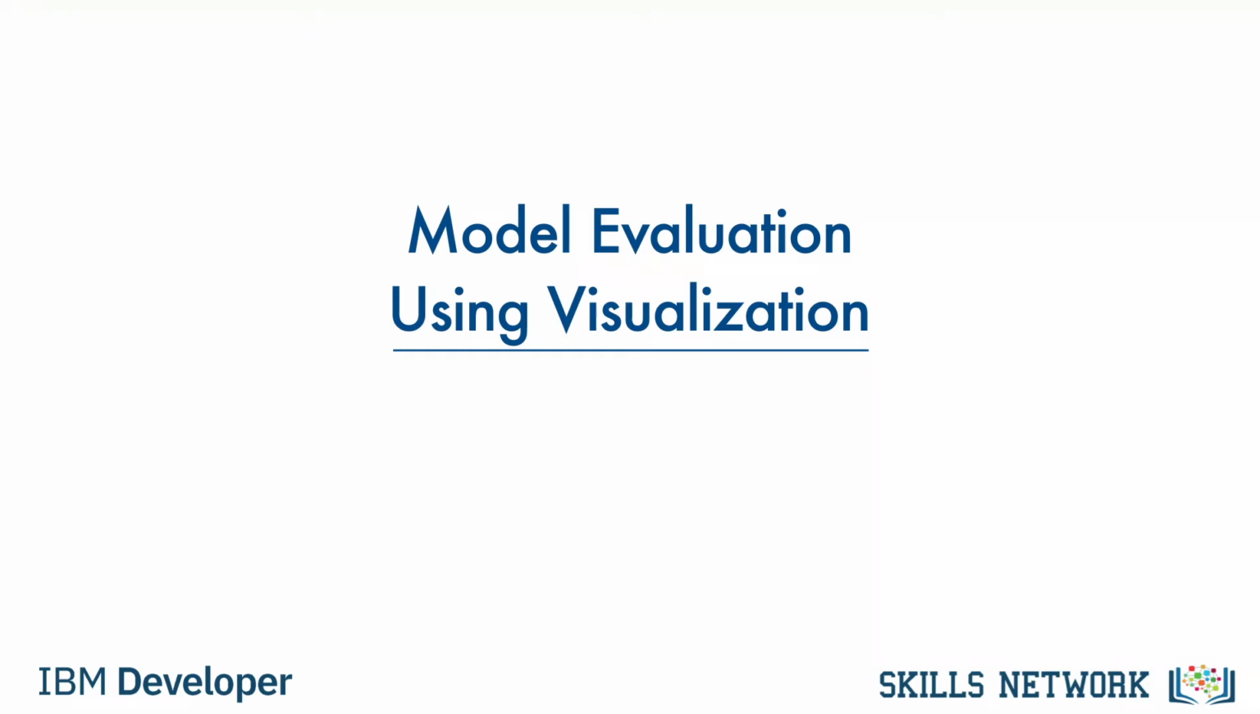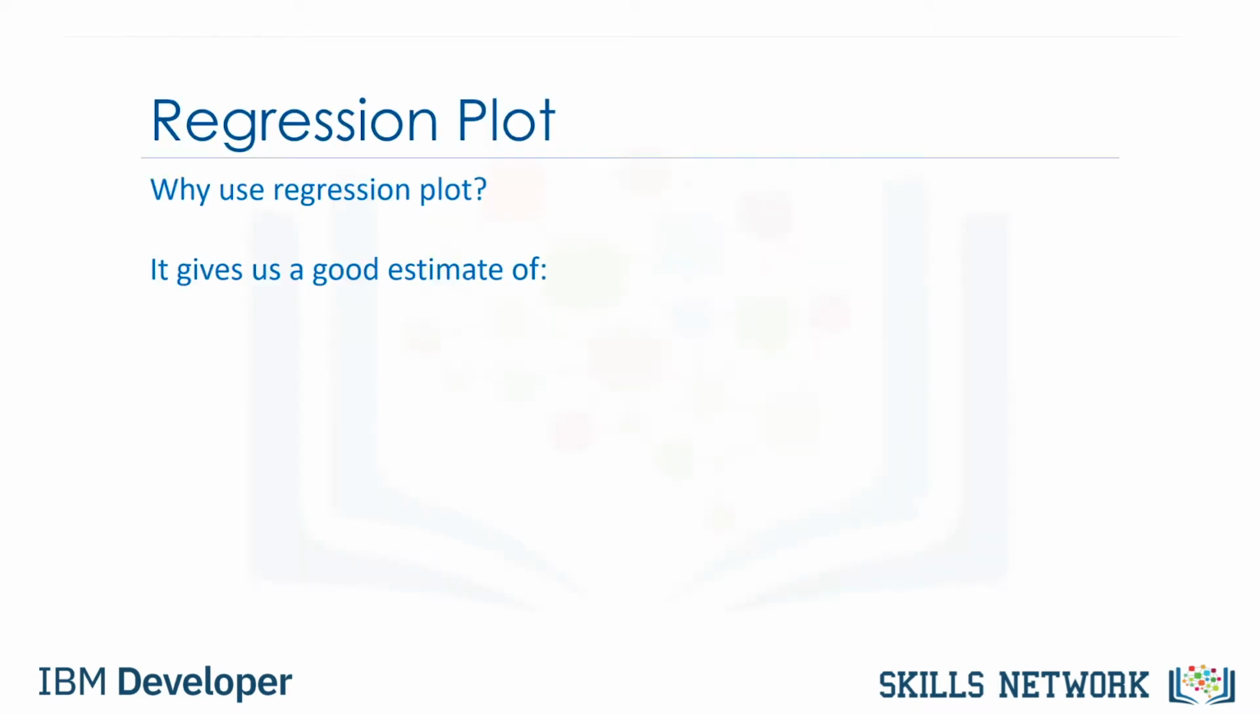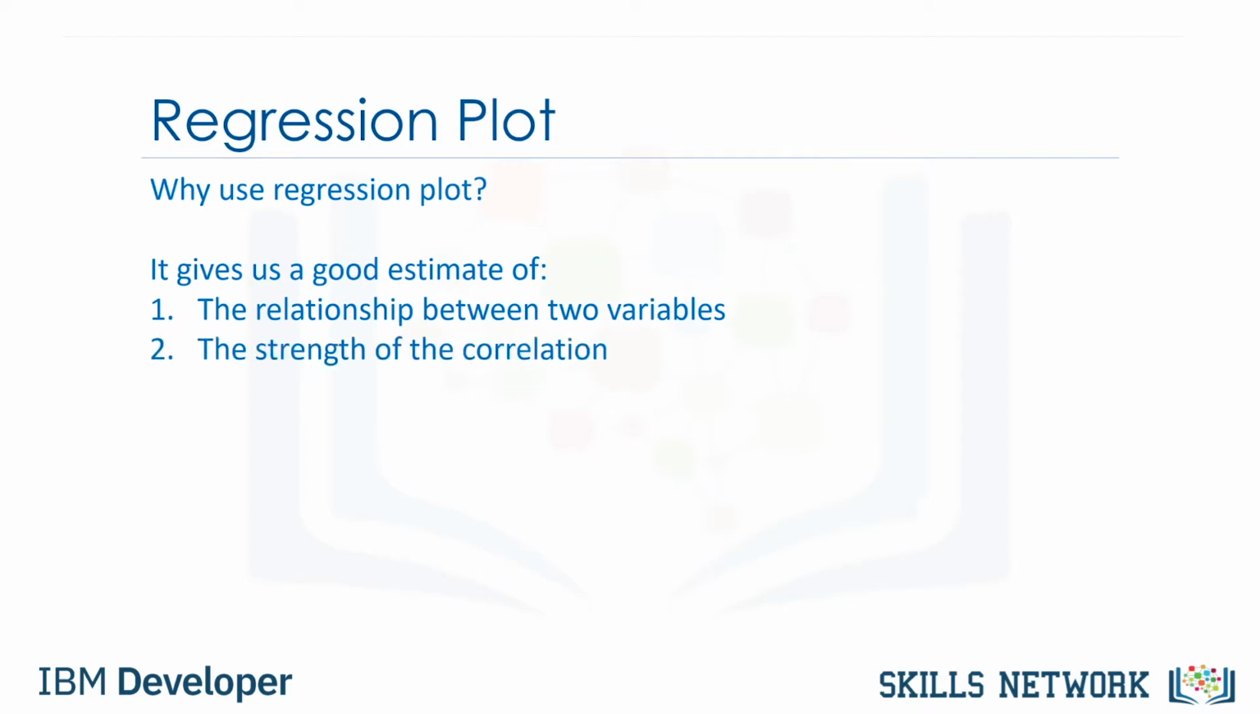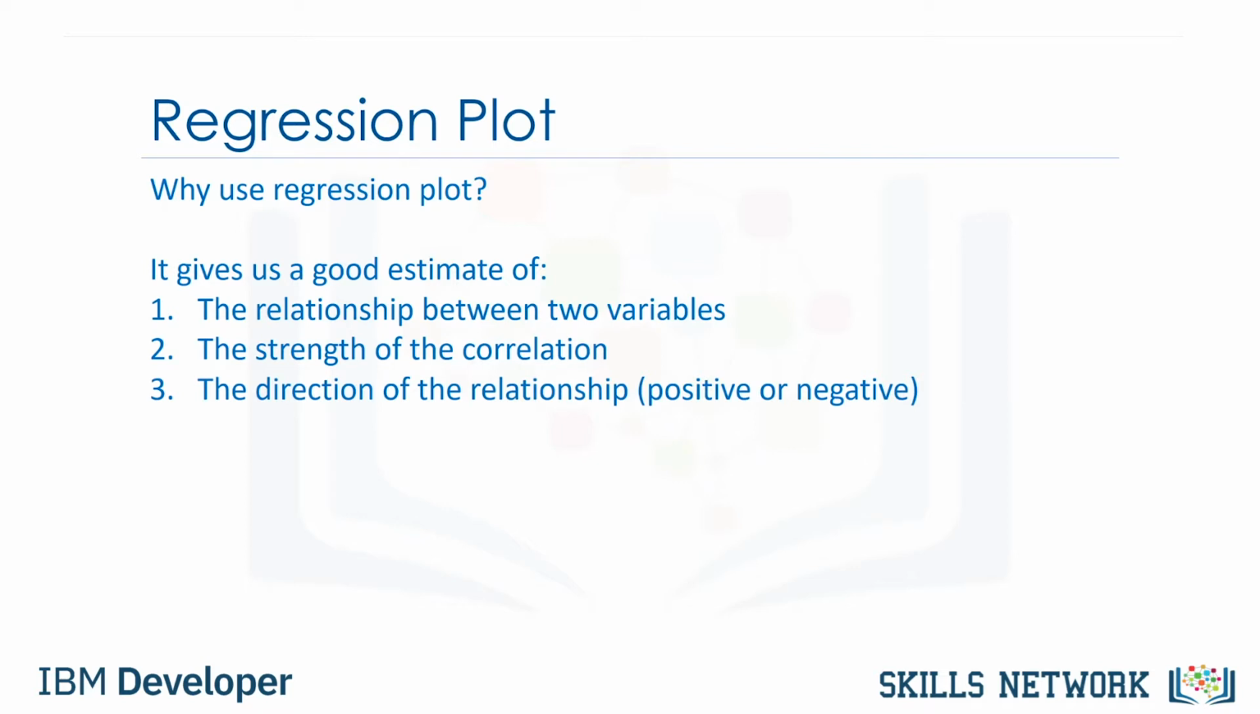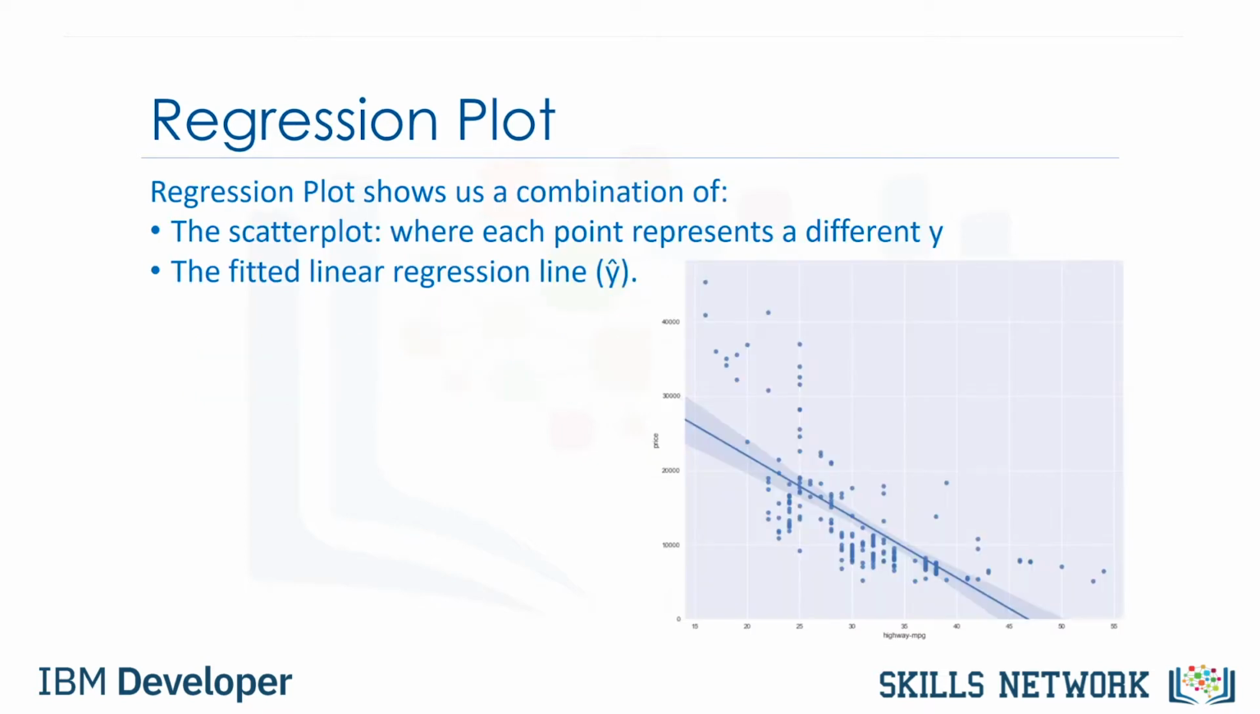In this video, we'll look at model evaluation using visualization. Regression plots are a good estimate of the relationship between two variables, the strength of the correlation, and the direction of the relationship, positive or negative. The horizontal axis is the independent variable. The vertical axis is the dependent variable. Each point represents a different target point. The fitted line represents the predicted value.